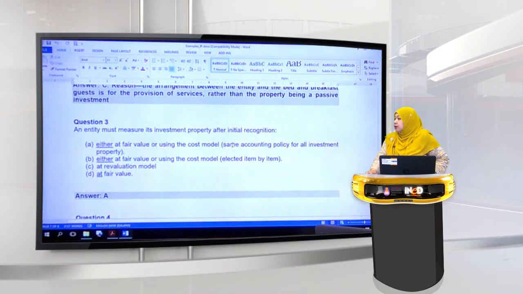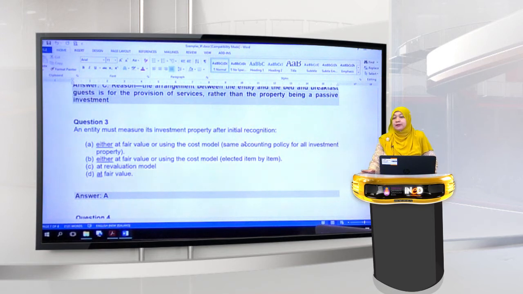Although we should take note that if you have decided to choose the fair value model, then it should have the same accounting policy for all investment property. The same goes if you decided to use the cost model at the subsequent measurement, then you have to use the same accounting policy for all investment property.